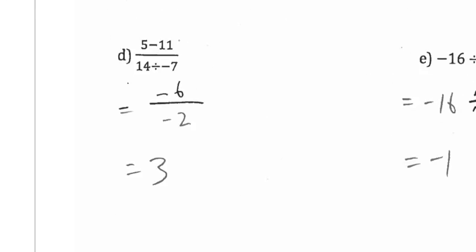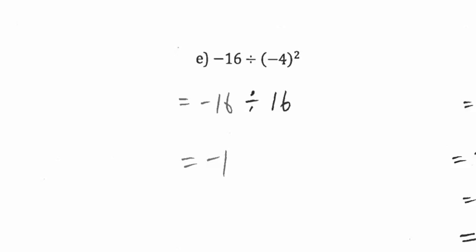This one, I do a little bit of work on the top. 5 minus 11 is -6. 14 divided by -7 is -2, and -6 divided by -2 is +3. That one was well done.